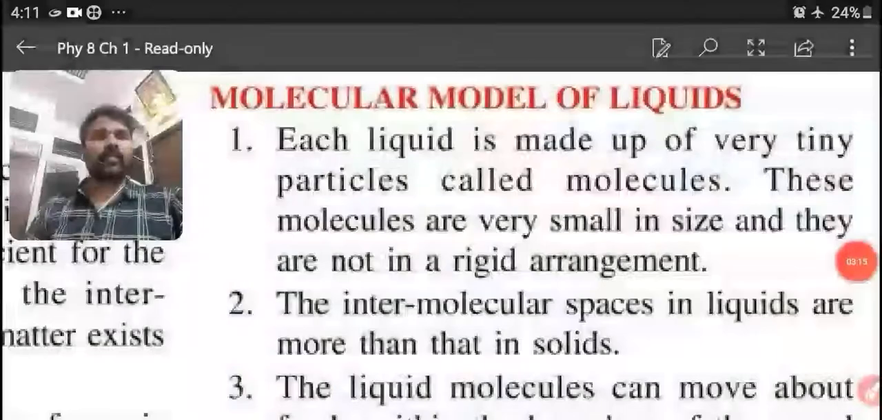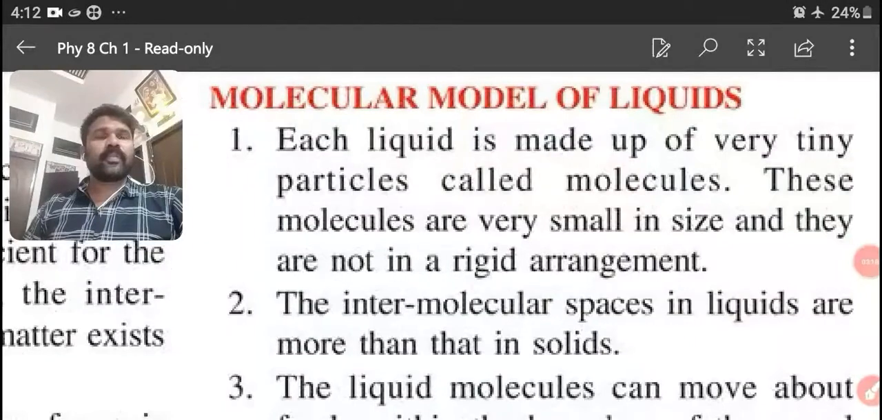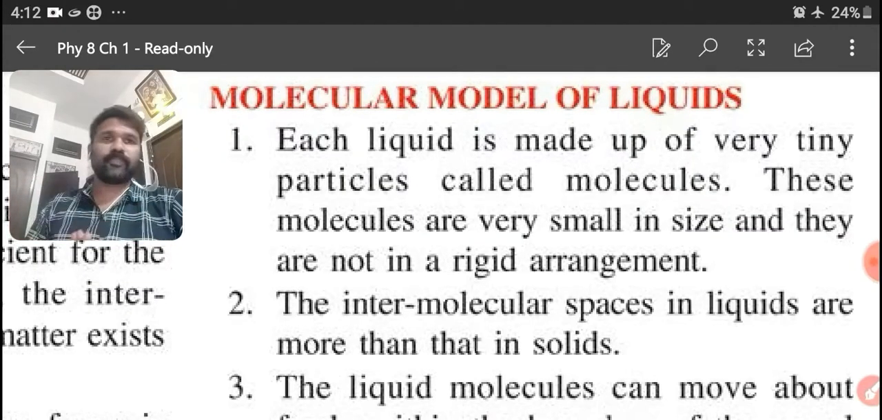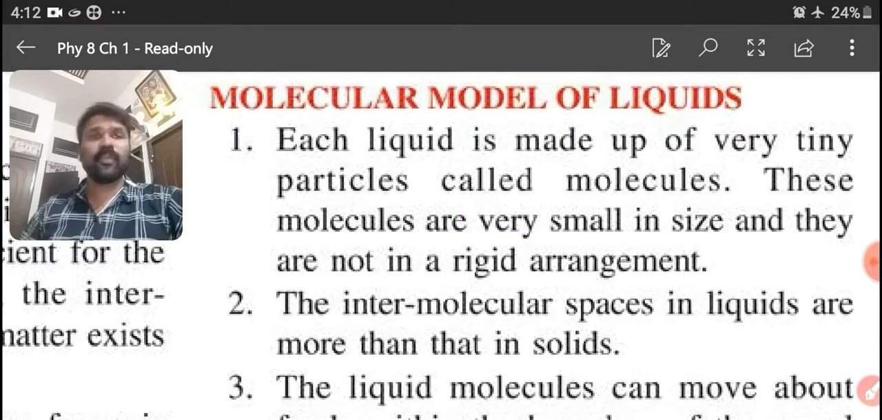Now we will discuss the molecular model of liquids. Solids we have discussed. Each liquid is made up of very tiny particles called molecules. Like in a solid, these molecules are very small in size, but they are not in a rigid arrangement. In a liquid, the molecules are not arranged that tightly.